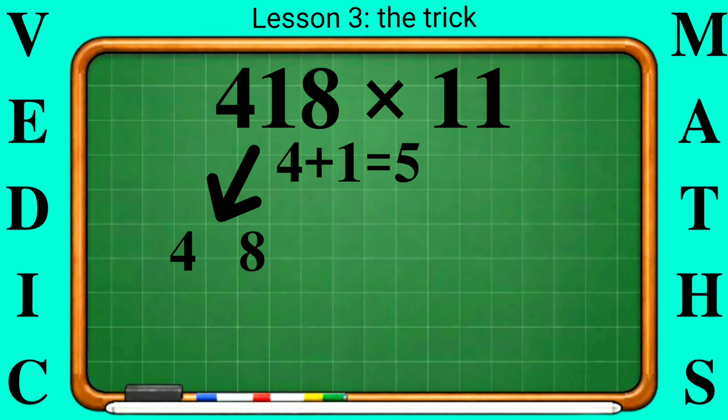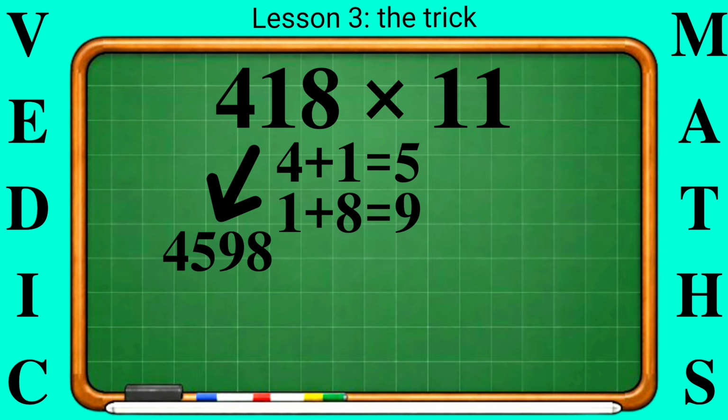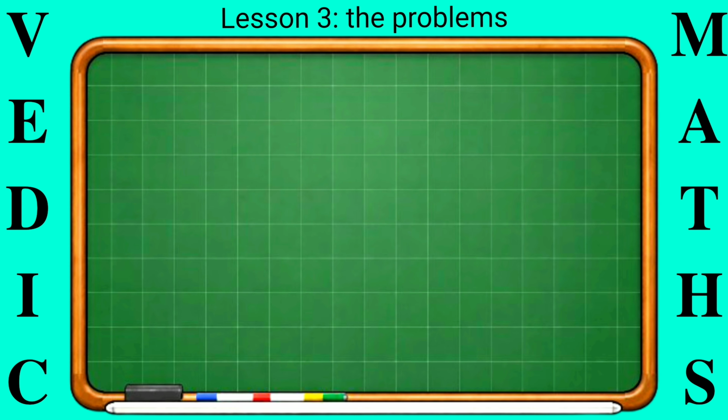Now let's keep that answer here. Now let's take the middle digit and add it to the last digit. Now let's keep that answer here. Now let's take those two answers and put them side by side. Now let's replace the middle digit by those two numbers. Done. You can try to solve those problems later on.